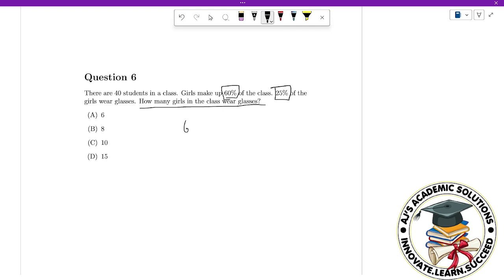So what we do is 60 divided by 100 times 40. So we go here, 6 times 4 is 24. Now this means that the class in total has 24 girls. So that's our first part.